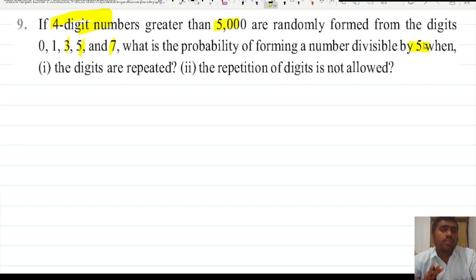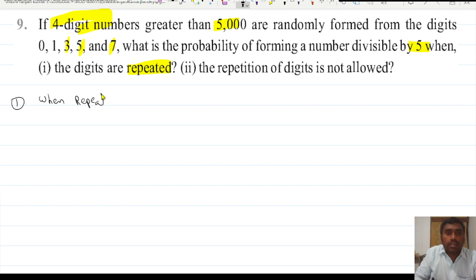So we want to find the probability that the number formed using these digits is divisible by 5. This is the first question. So let us first discuss when the digits are repeated, that is, when repetition is allowed in the question.